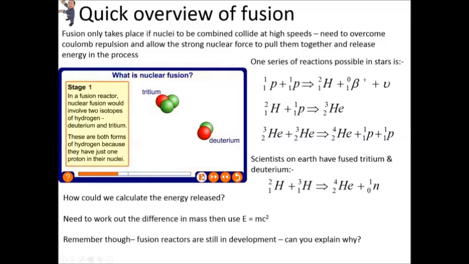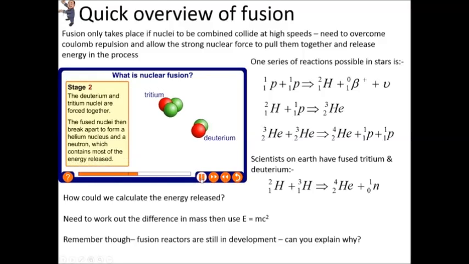If we go and have a look through, we can see what happens inside. It's a simple animation. This would be tritium and deuterium, and if we get them moving fast enough, give them enough kinetic energy, they can get close enough so the strong nuclear force pulls them together and they form helium with a spare neutron. Now, this is what we would try and do in a fusion reactor on Earth. This is what happens in stars like our Sun.